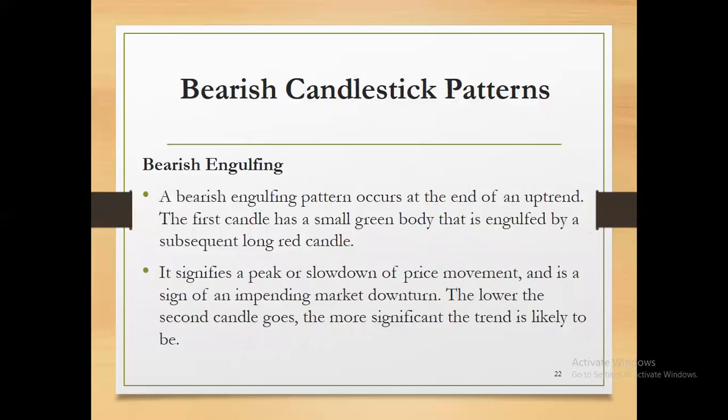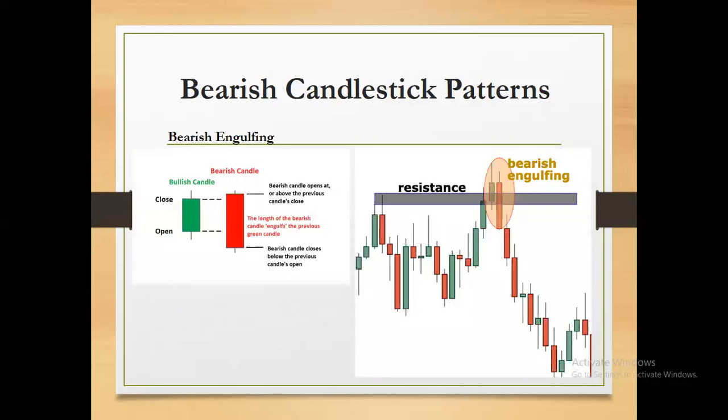Then we also have the bearish engulfing, just the opposite of the bullish engulfing. It's an engulfing pattern which occurs at the end of an uptrend. The first candle has a small green body that is engulfed by a subsequent long red candle. It signifies a peak or slowdown of price movement and is a sign of an impending market downturn. The lower the second candle goes, the more significant the trend is likely to be.